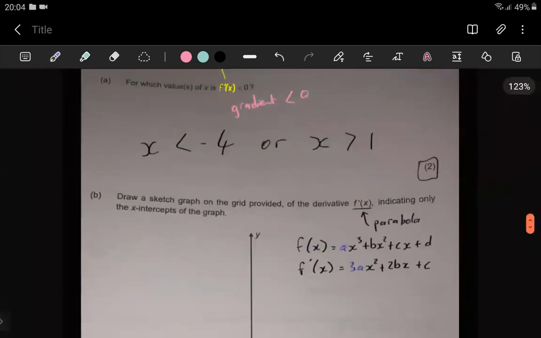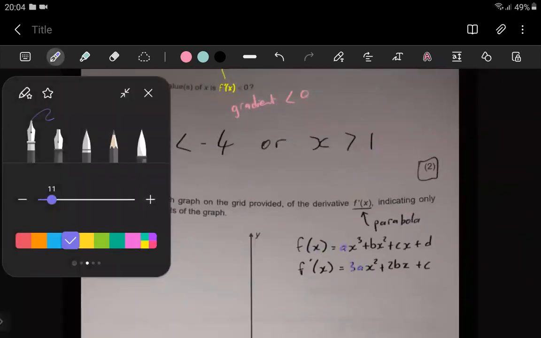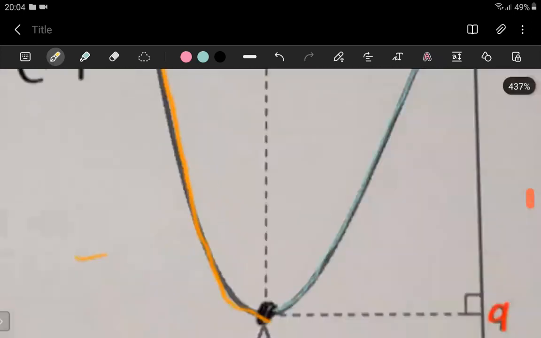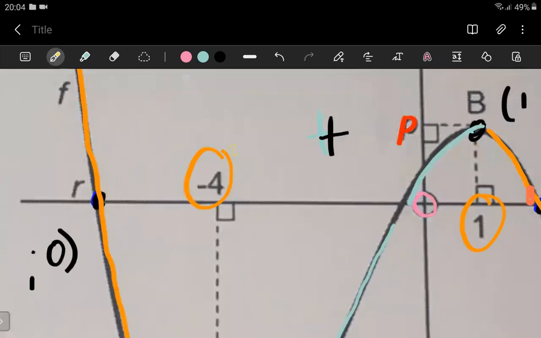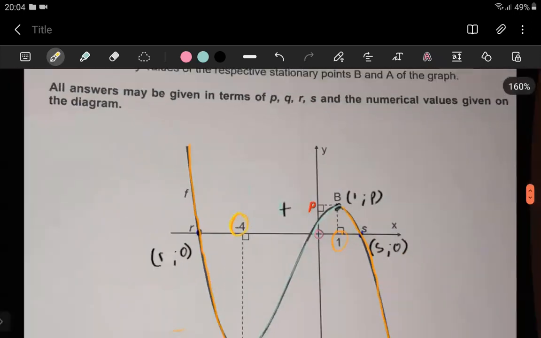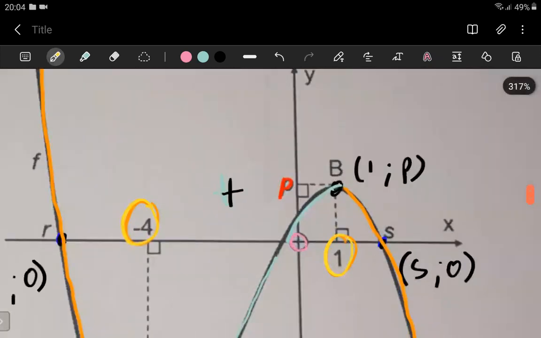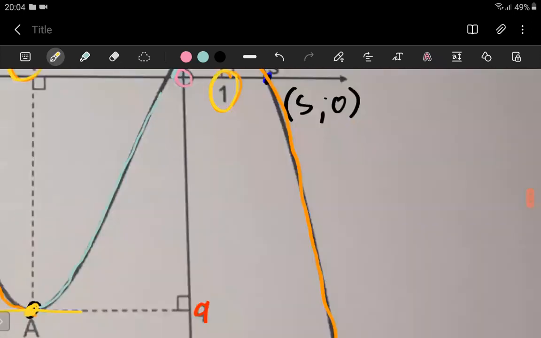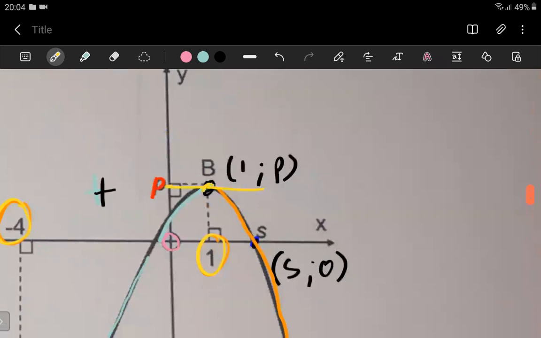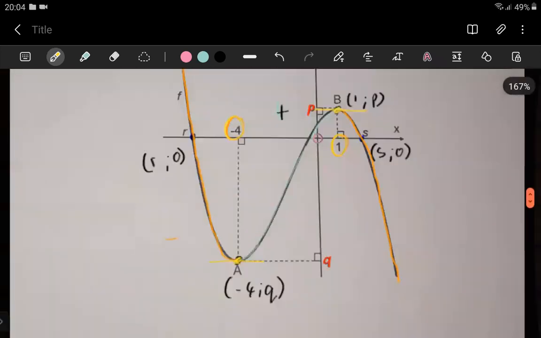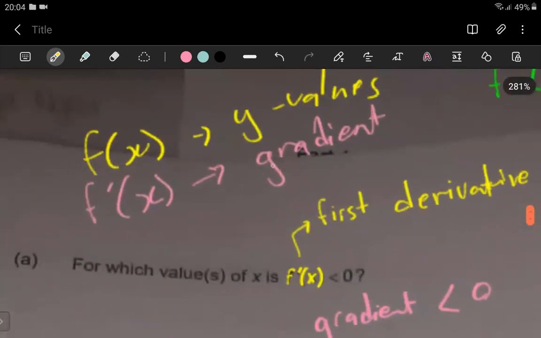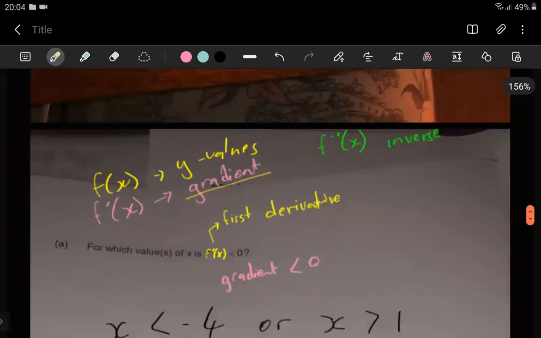Another piece of knowledge that we need to know is that at the x values of your turning points, the gradient is 0. Now, remember we said that the first derivative is just a gradient equation.